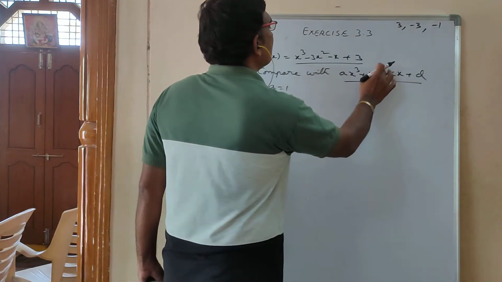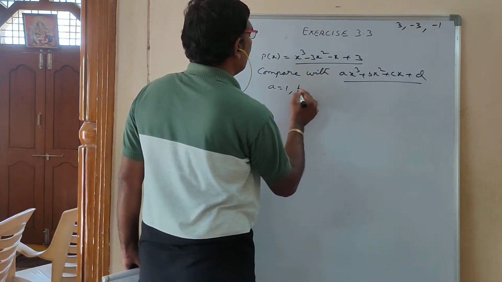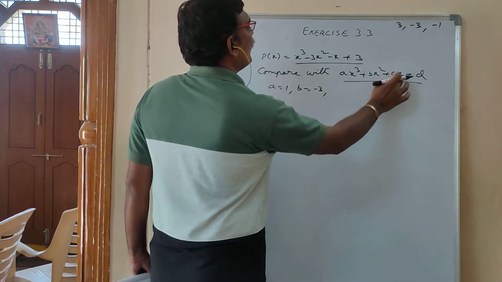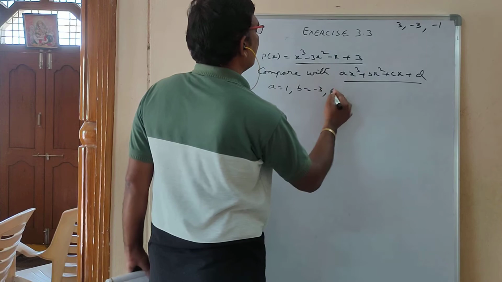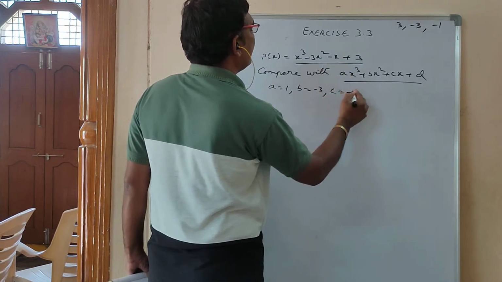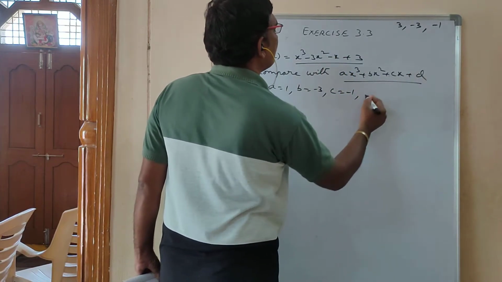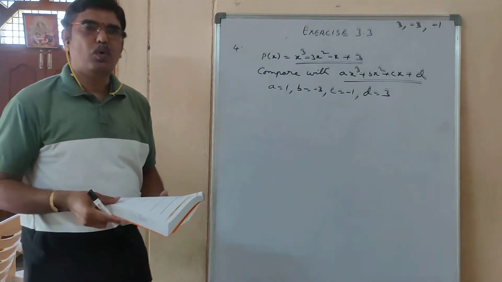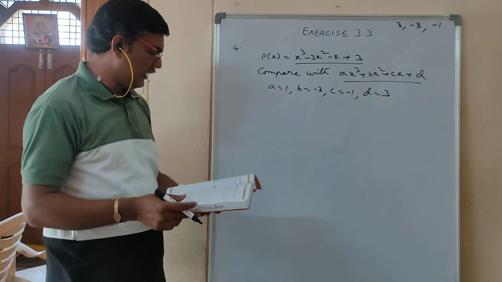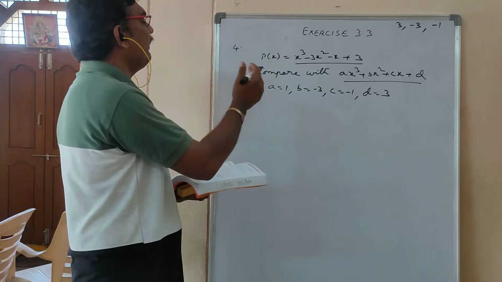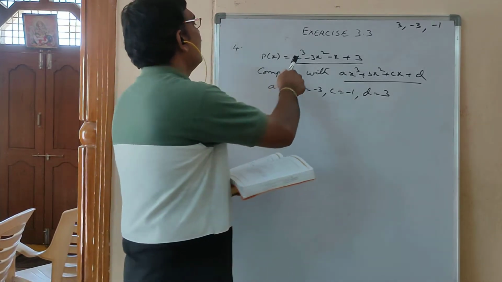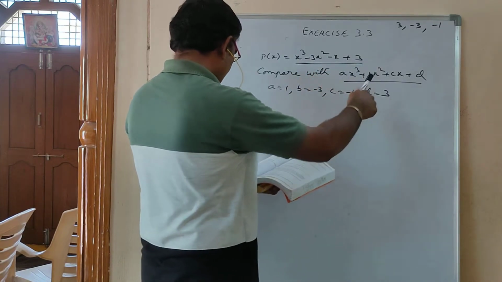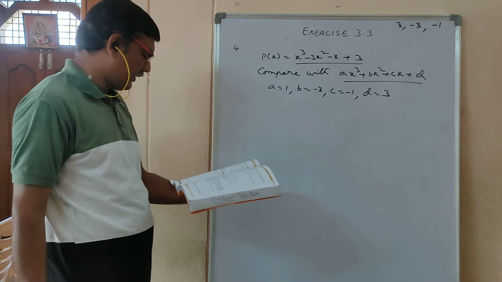The coefficient of x square is b, and the coefficient of x square here is -3. The coefficient of x is c, the coefficient of x here is -1. The constant term is d, here it is 3. So you are getting the coefficient values, meaning x cube coefficient, x square coefficient, like that.